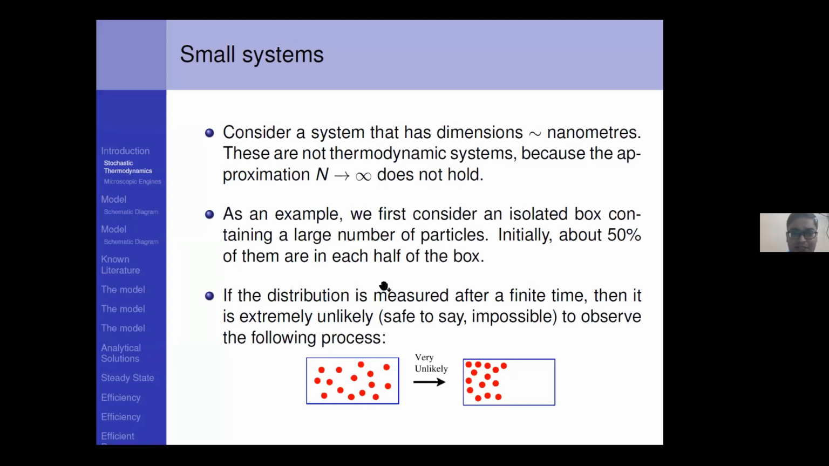As you can guess, the probability of observing this kind of process is very unlikely. Each particle has a probability of one half of being in one half of the box. So the total probability of all particles congregating in one half is 1 by 2 to the power N. And if N is of the order of Avogadro's number, then we can as well call it 0.